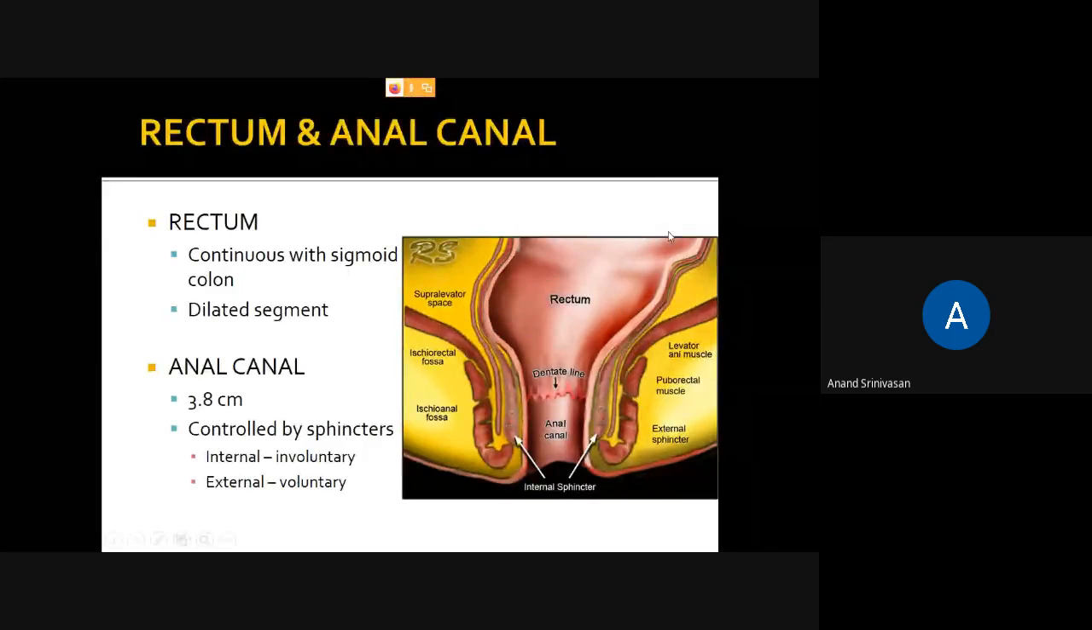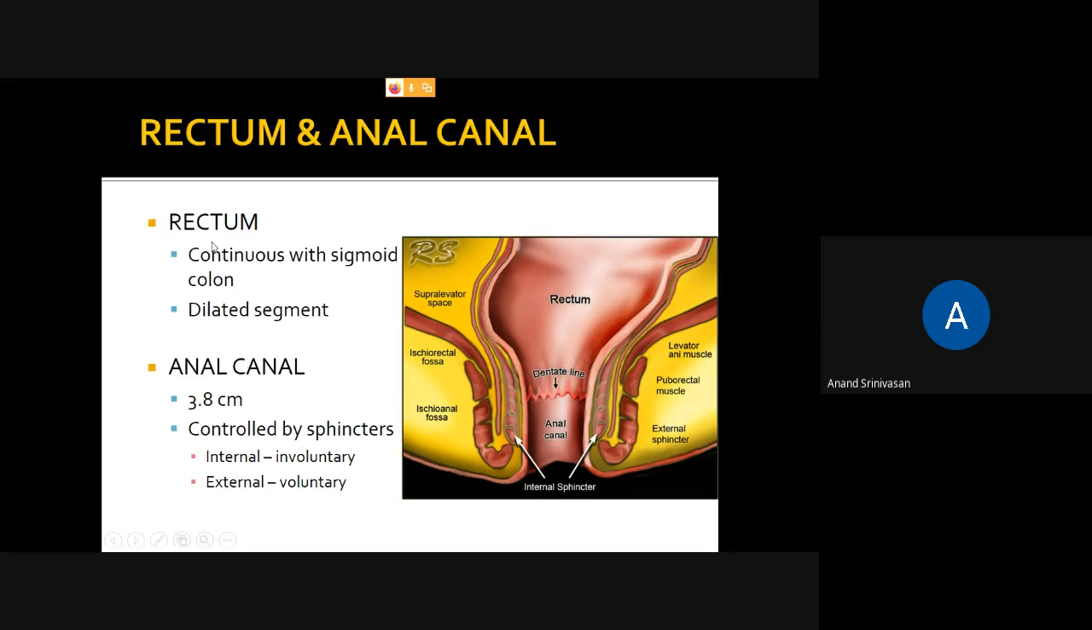So what happens when the waste materials get collected in the rectum? When the rectum is full, the involuntary muscle, the internal sphincter of the anal canal, relaxes. Then the person knows that he wants to go to the washroom. And what happens once he goes to the washroom? Then the external sphincter, because he can control it, relaxes, and then the act of defecation occurs.